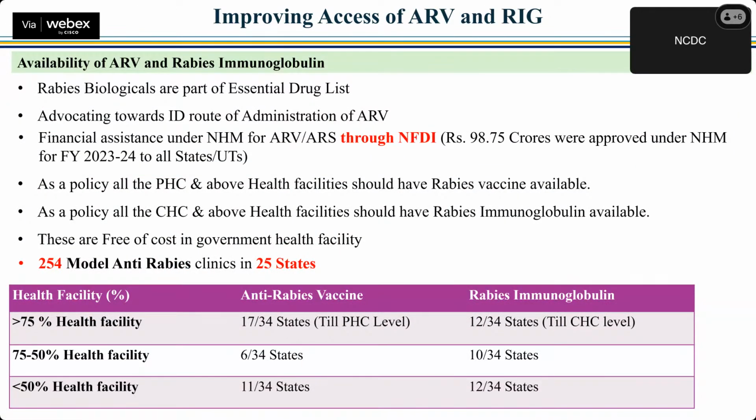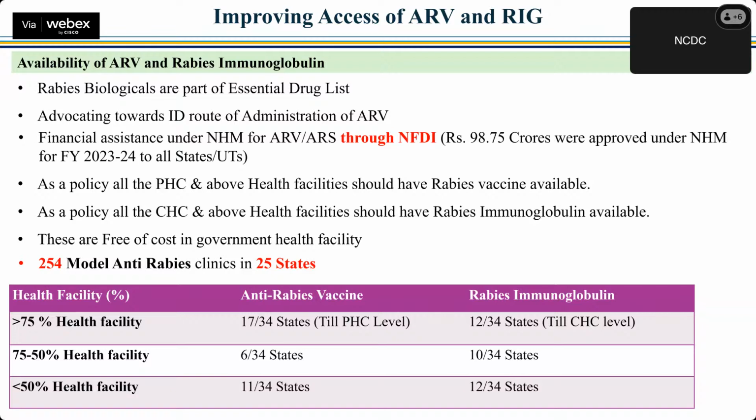Apologies for the technical glitch. So to strengthen access to the rabies vaccine and rabies immunoglobulin, as a program, first we incorporated these biologicals in the essential drug list, so that it facilitates procurement at the state level or the district level. It is easy because as per NHM's mandate, a minimum set of drugs needs to be available at all the health facilities, which are included in the essential drug list. So this was the first step.